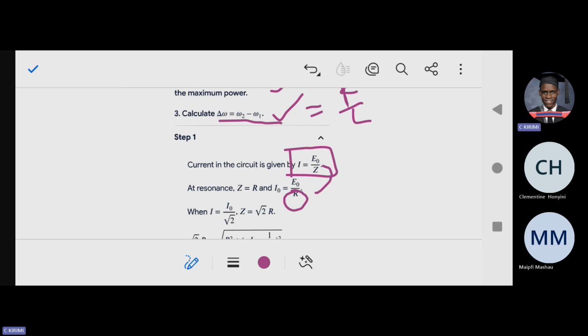Then you come, you tell us what we are given from the question. I is equal to I naught over what? Root of 2. I is I naught over root of 2. Are we together there?